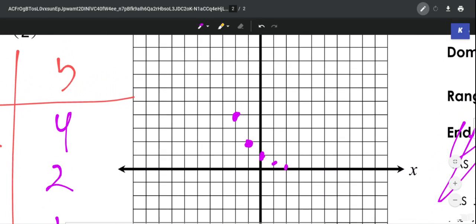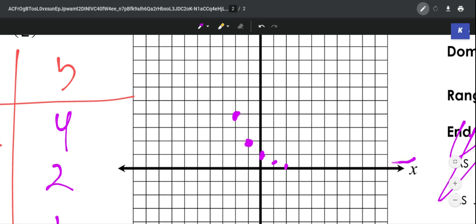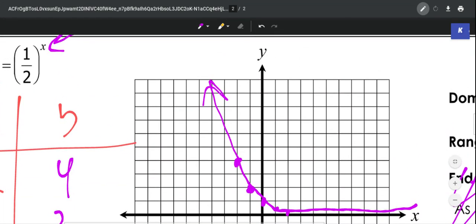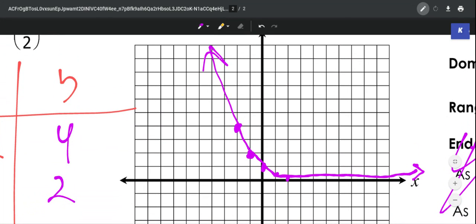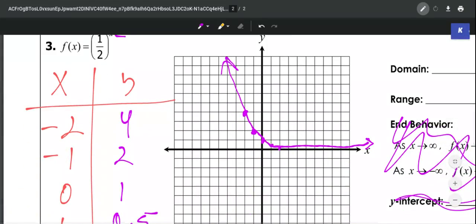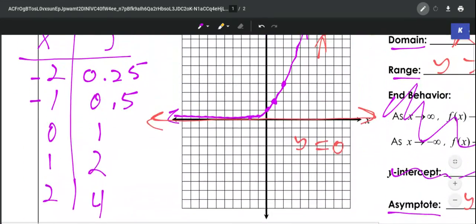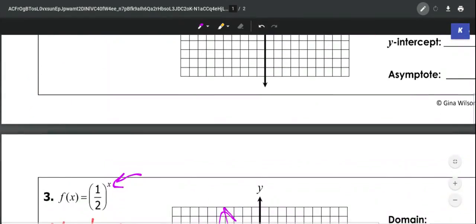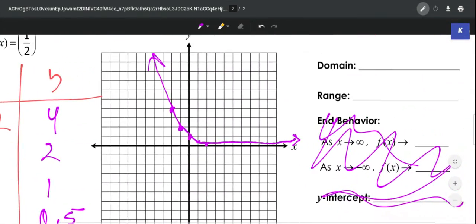So this graph is going to actually start all along this x-axis, and then it's going to curve up and just keep going. So you can see the difference between these two. This is a decay because it's going downhill. The other one's going uphill. That's an exponential growth. So now let's look at our domain and range.